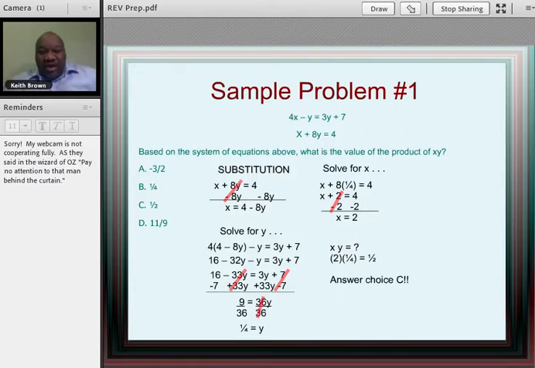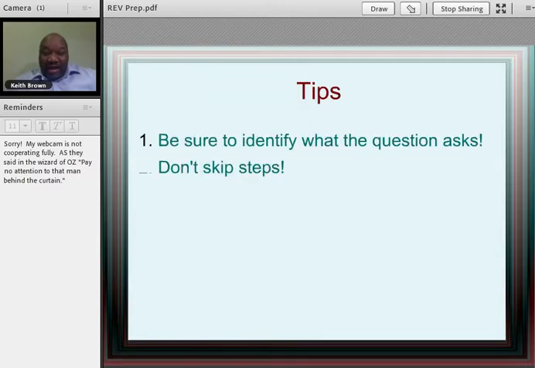As you can see, we rearrange the first equation to get x by itself. Then we substitute that value in, going through each of the steps, and we find y is equal to 1/4. Now, you may notice that I actually write out what I did on each side of the equal sign, step by step. That, ladies and gentlemen, is tip number 2. Don't skip steps. Skipping steps is a recipe for disaster. Don't let a misuse of a negative sign prevent you from test day success.